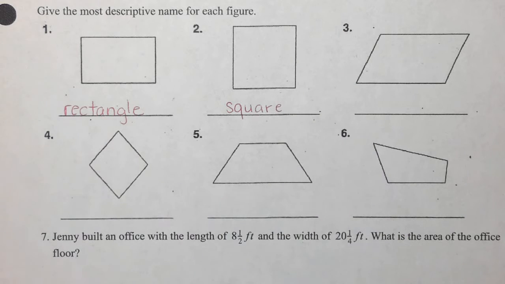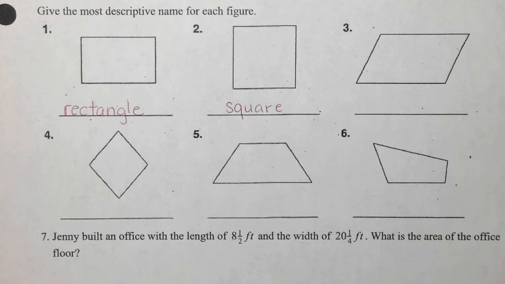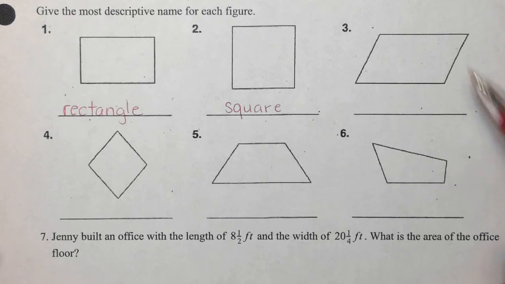Does anyone know the name of number 3? Gabriella? Quadrilateral. It is a quadrilateral. It has 4 sides, but this also has a special name. Jakaria? Well, wouldn't it also be an isosceles? So you're thinking of triangles, all right? Because that means 2 sides are the same, which if I look here, the sides are the same, but this is not a triangle. So that's a good try, because there is something right about isosceles. It's just not the triangle shape.